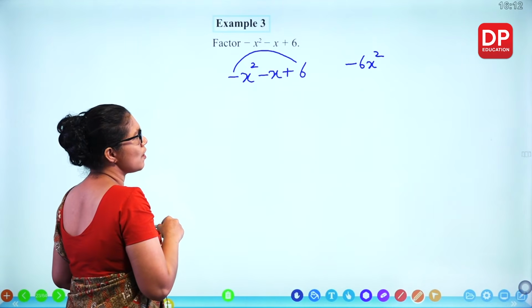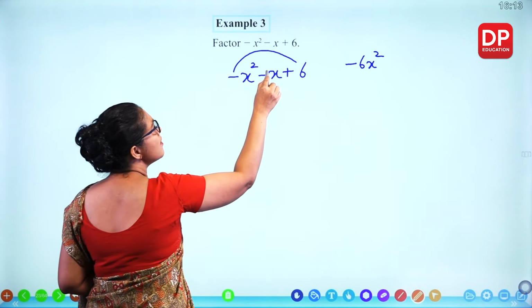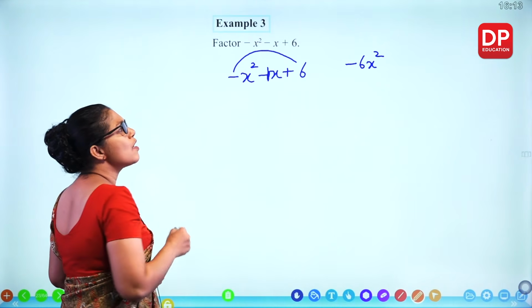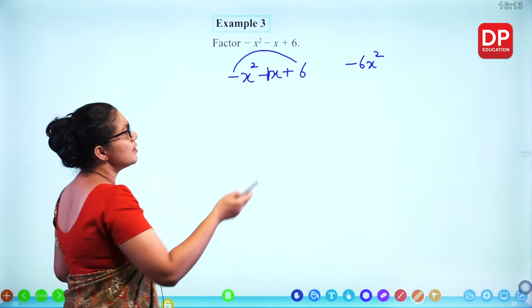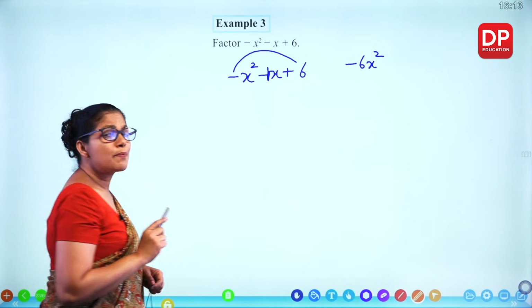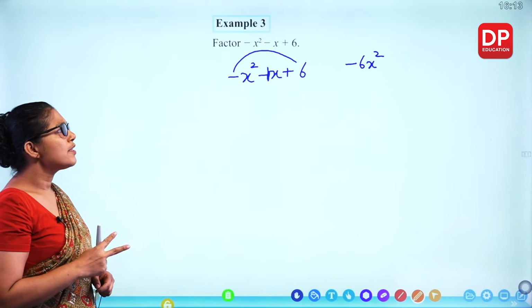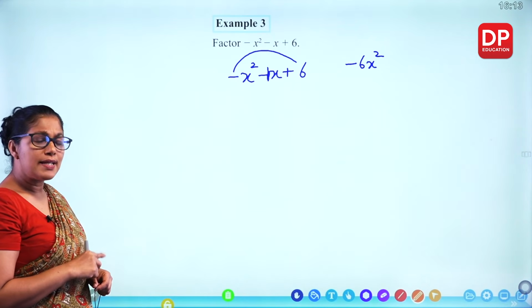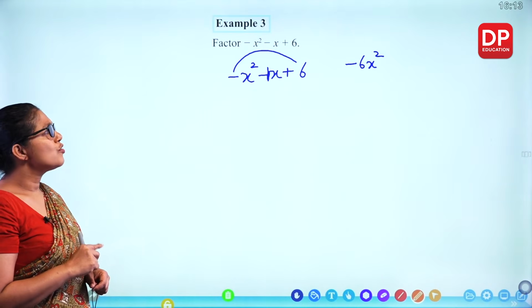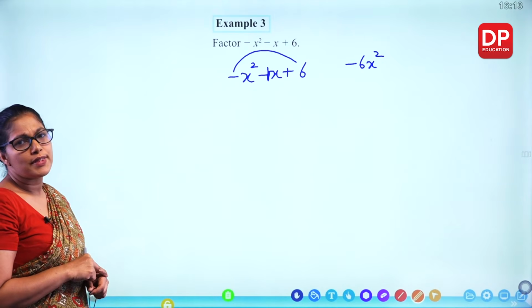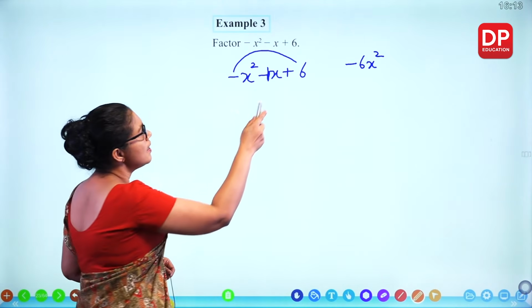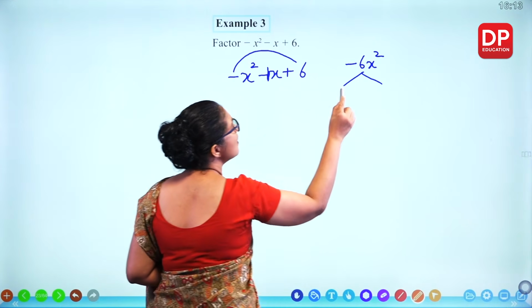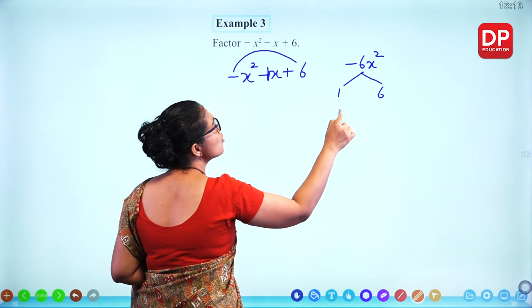What are the factors of minus 6? The middle term is minus 1x. So the last term is positive means both digits should be pluses or minuses. Middle term minus means you should get both negative. So here, what are the factors? 1 with 6, 2 with 3.